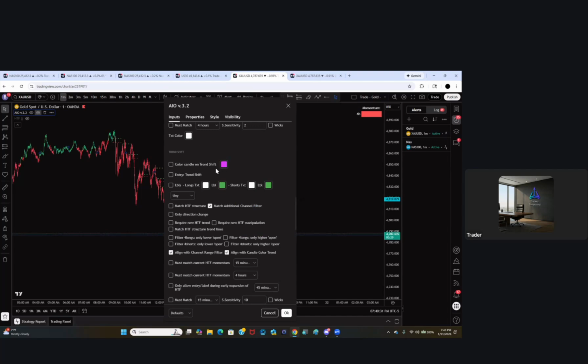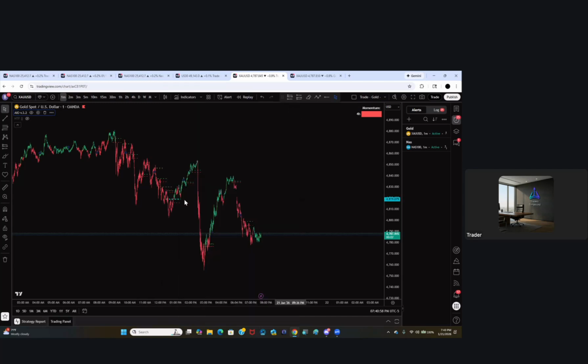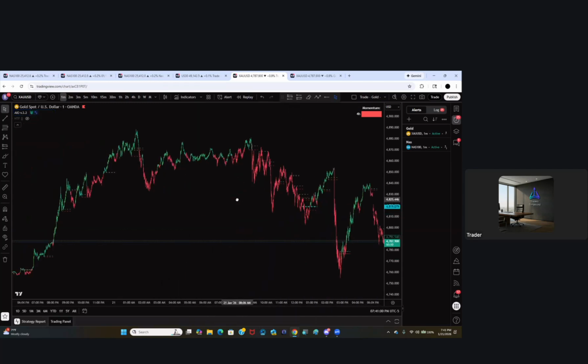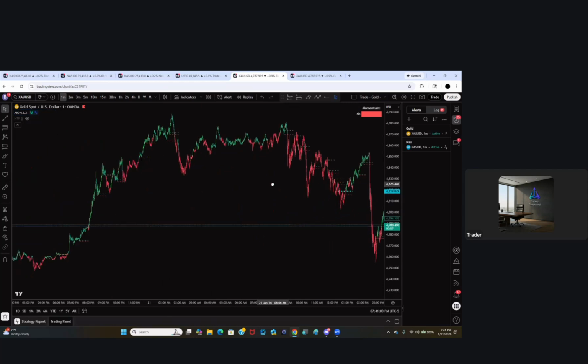I don't have mine turned on. For me, I could see when it changes colors from red to green or green to red. I don't need to add a third color in there. That's just personal preference. And then if you click this button right here, labels, that'll actually put labels at all the areas where the trend shifts color. If you turn that on and then you create alerts, it'll alert you every time this happens. So that's like if you want to be alerted when the candle color changes, right?